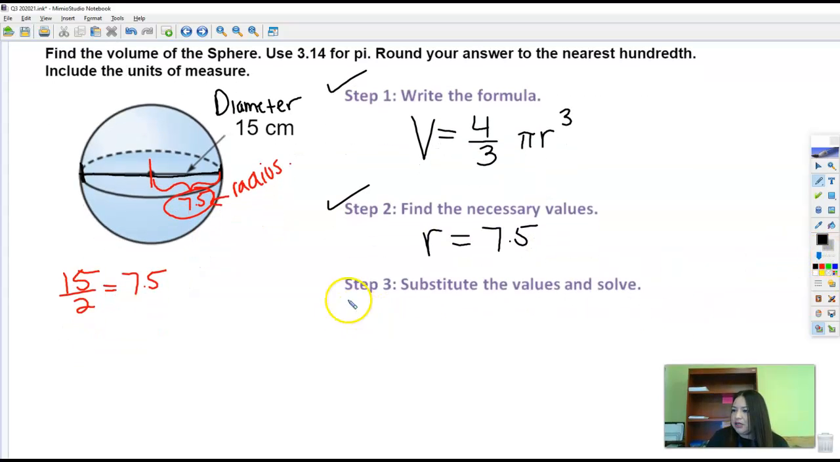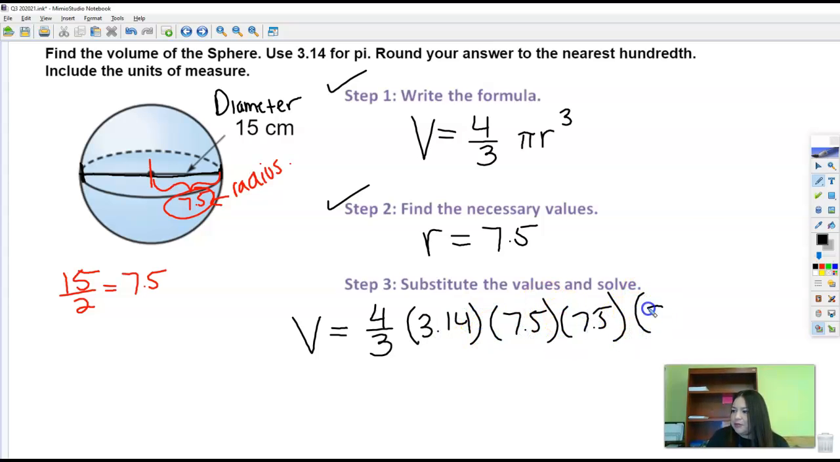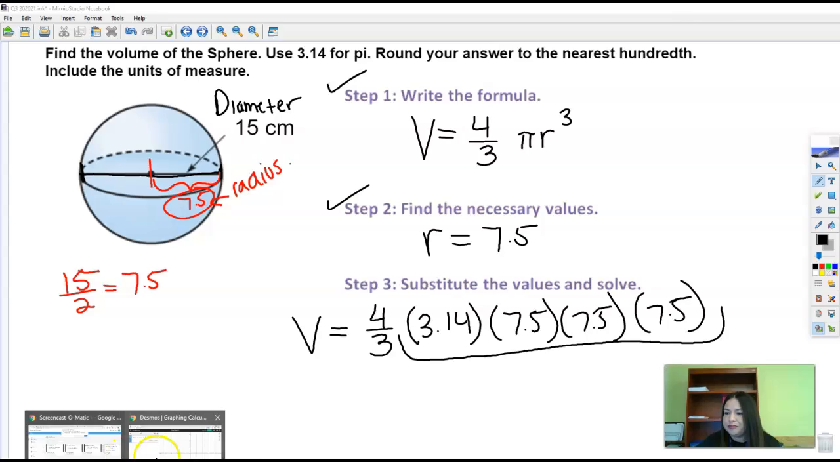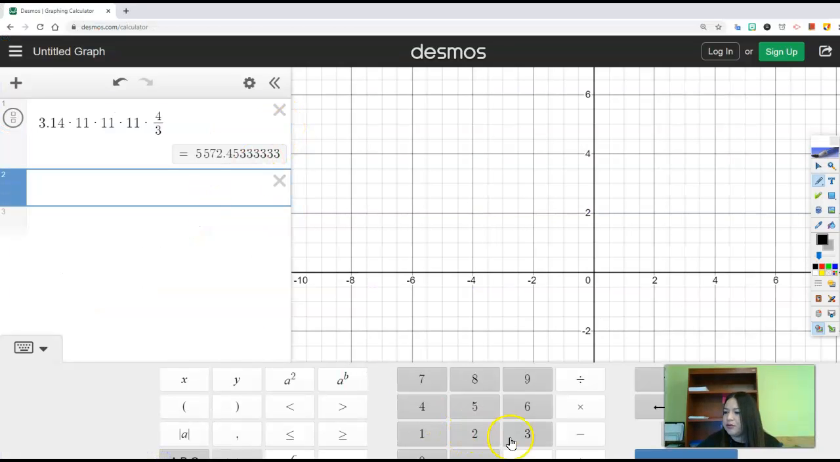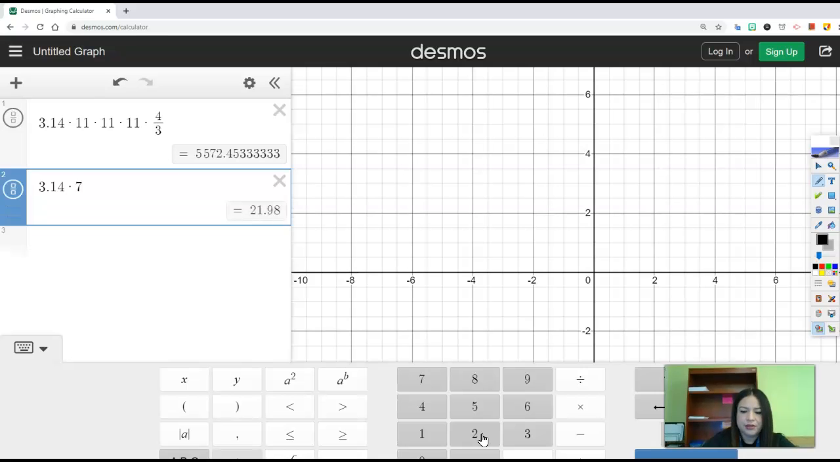Now I'm ready to just plug into my formula. Volume is equal to 4/3 times pi times radius times radius times radius. Now let's just go ahead and type it into the calculator. Remember, I'm going to type all of this in first, and then I'll go ahead and type the fraction. 3.14 times radius times radius times radius.